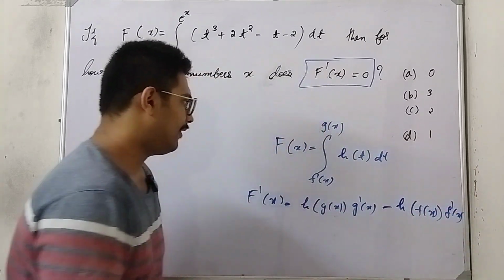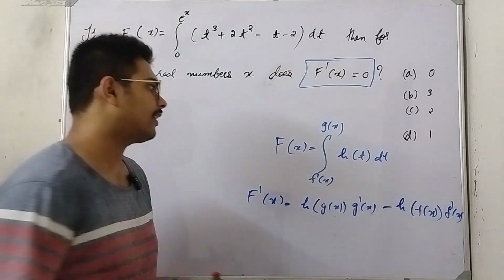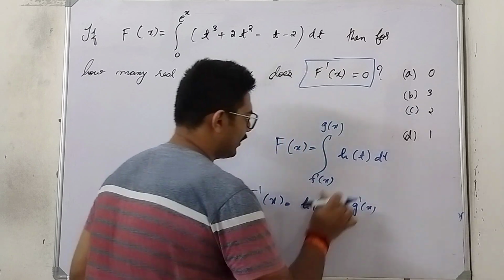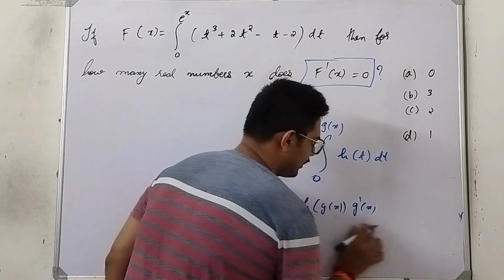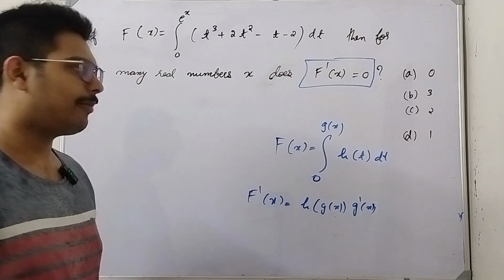h of f(x) into f'(x). Now, if f(x) is constant, it means f'(x) is 0. In this case, the lower limit is constant, so its derivative is 0. We just need to apply the upper limit, then multiply with the derivative of the upper limit term.